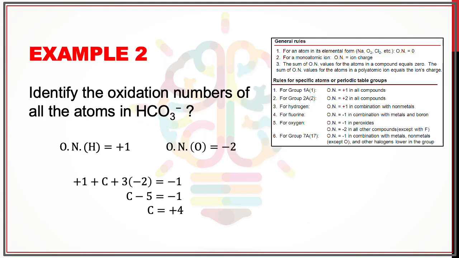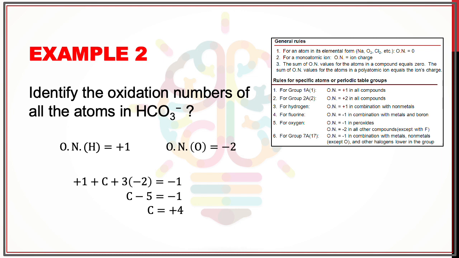Okay, example 2. Identify the oxidation number of all the atoms in HCO3 minus. So we want to find the oxidation number for hydrogen, carbon, and oxygen, all the elements in this compound. For the first one, hydrogen, there are rules inside this table. For hydrogen it is number 3, the oxidation number is positive 1. So that's why the oxidation number for hydrogen is equal to positive 1.